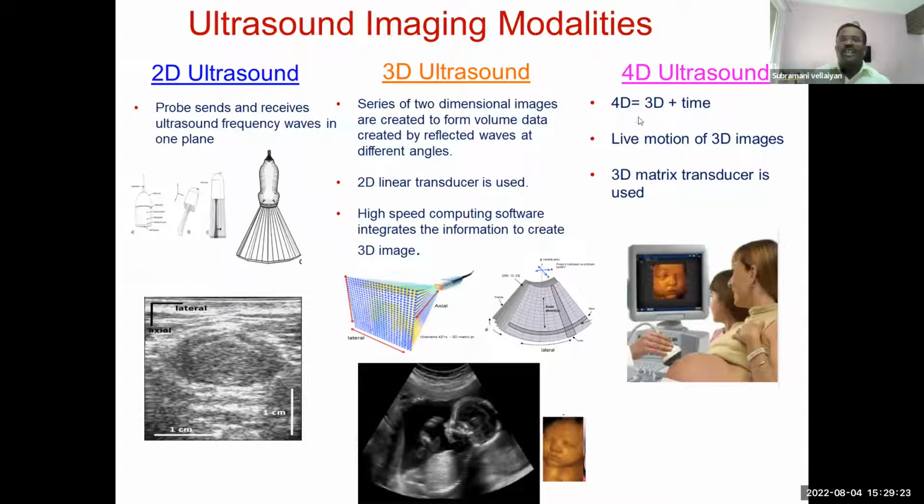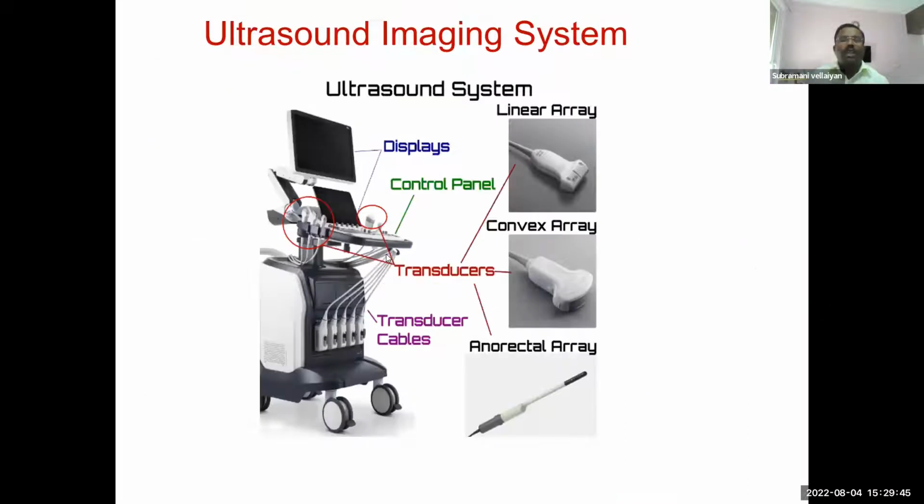Coming to 4D, it is nothing but 3D imaging with respect to time. That means 3D plus the fourth dimension, time. And live motion of the 3D images is possible to see. Here a 3D matrix transducer is used. One can see the movement of the baby while scanning the object. So this is what 4D is.